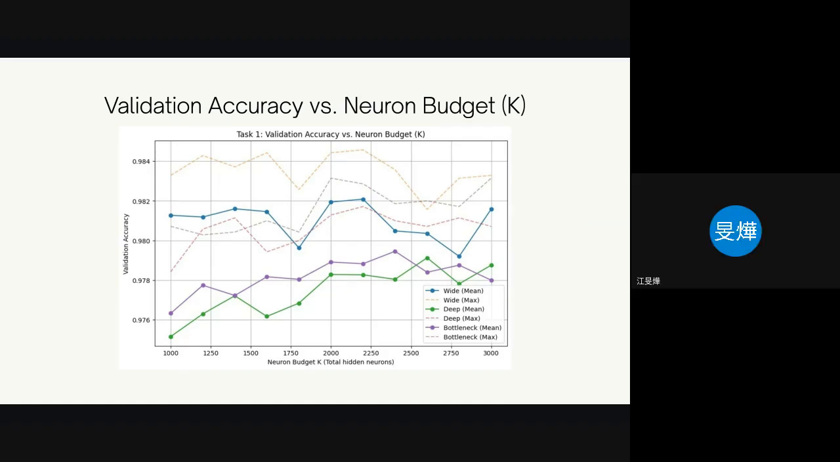You'll see the deep architecture starts with the lowest accuracy at about 1,000, and I think it demonstrates the most consistent upward trend as the budget scales. This might suggest that the deep network requires a much larger absolute number of neurons to function effectively compared to shallow networks.